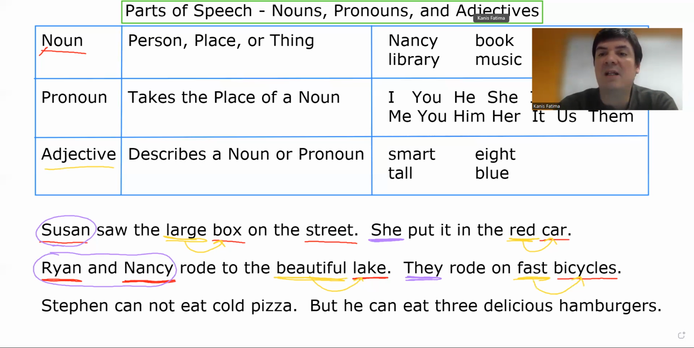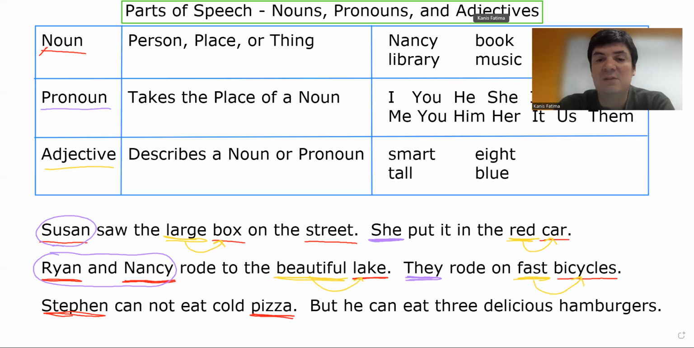Now, looking at my last example, Stephen cannot eat cold pizza, but he can eat 3 delicious hamburgers. So the first thing I do is find my nouns. Stephen is a person. Stephen is a noun. Looking later, I see pizza. Pizza is a noun. Any kind of food is a noun. I can eat it. I can smell it. I can touch it.